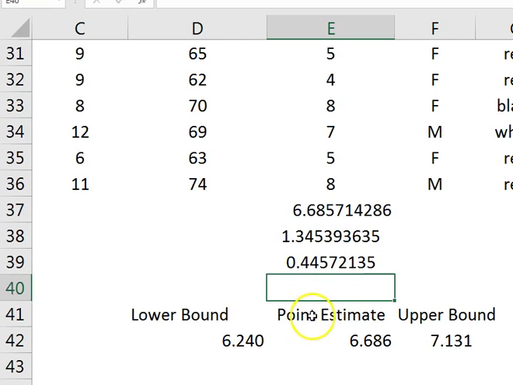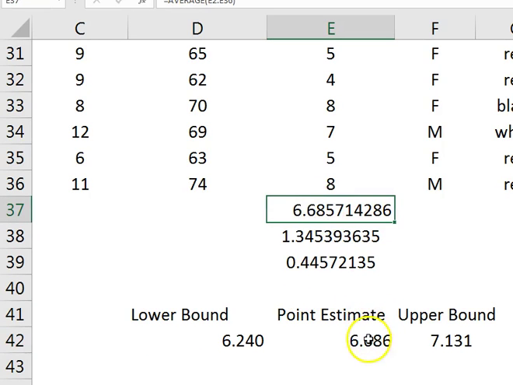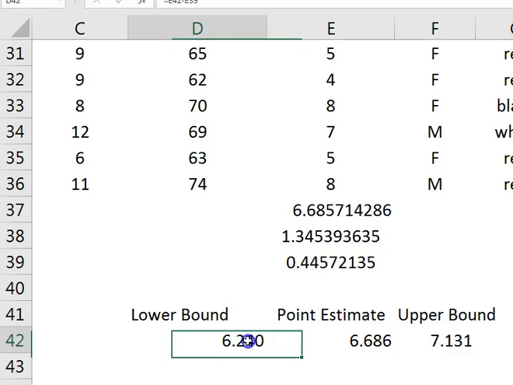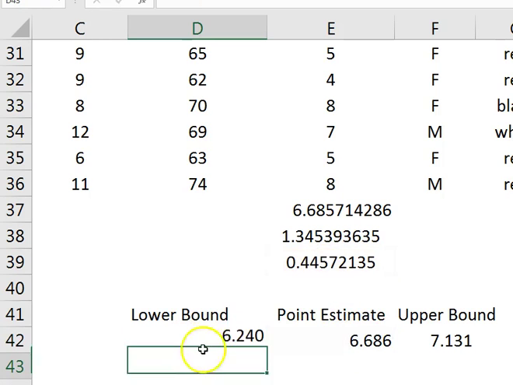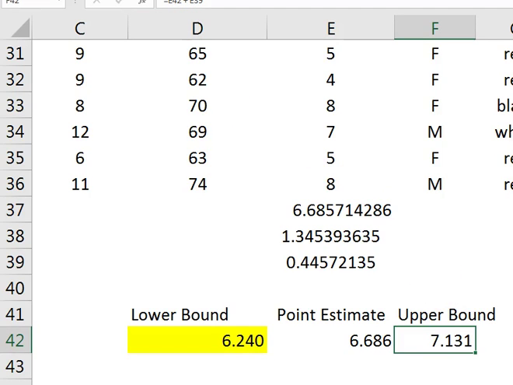So for your confidence interval, you put that point estimate, our sample mean, in the middle. Then we add the maximum error to the value in the middle to get the upper bound, and subtract it from our sample mean, our point estimate, and that gives us the lower bound. These two values, our lower bound and our upper bound, are our confidence interval.